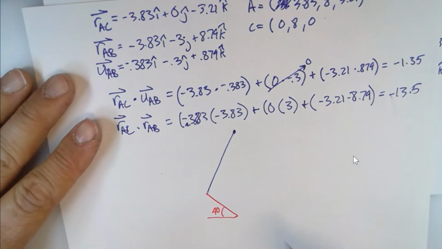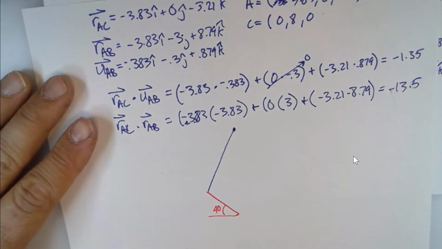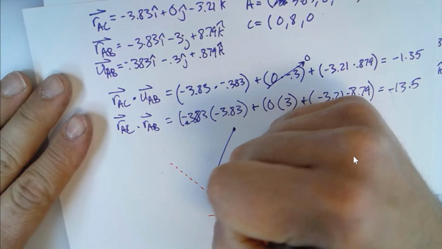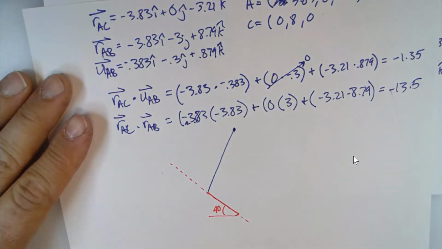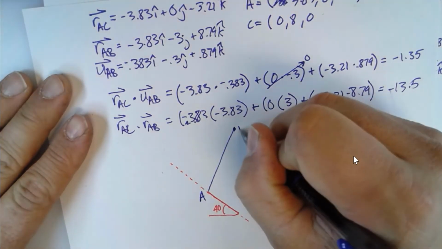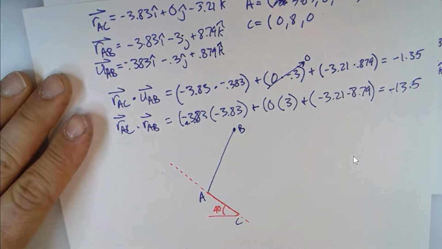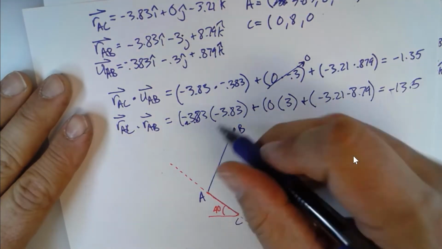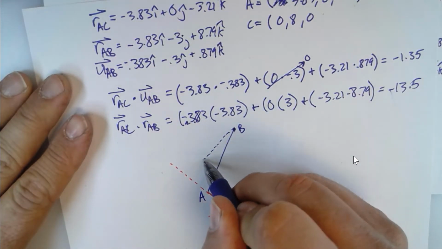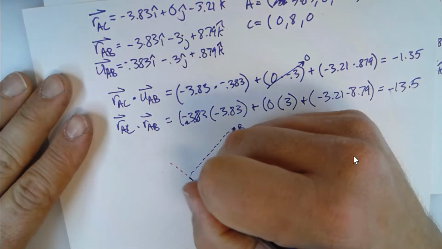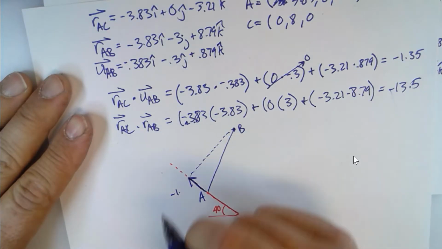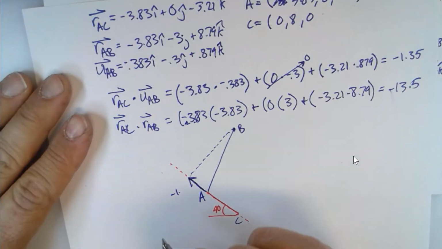So if I'm projecting this guy onto this vector, let me put my labels on here. Here's A, here's B, and here's C. So now when I project RAB onto RAC, I end up with negative 1.35. Is that what we're doing? Is 215?